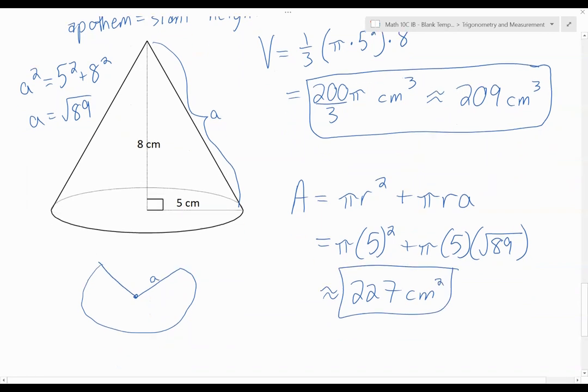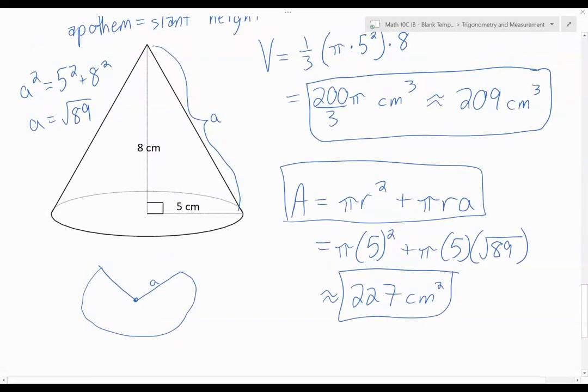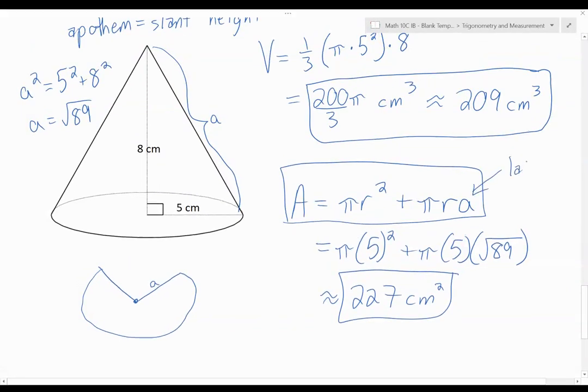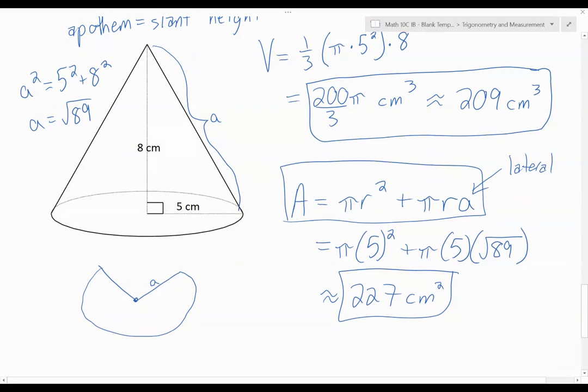All right, so that is a cone. This formula here, again, the pi r A, this is the lateral area where A represents the slant height.